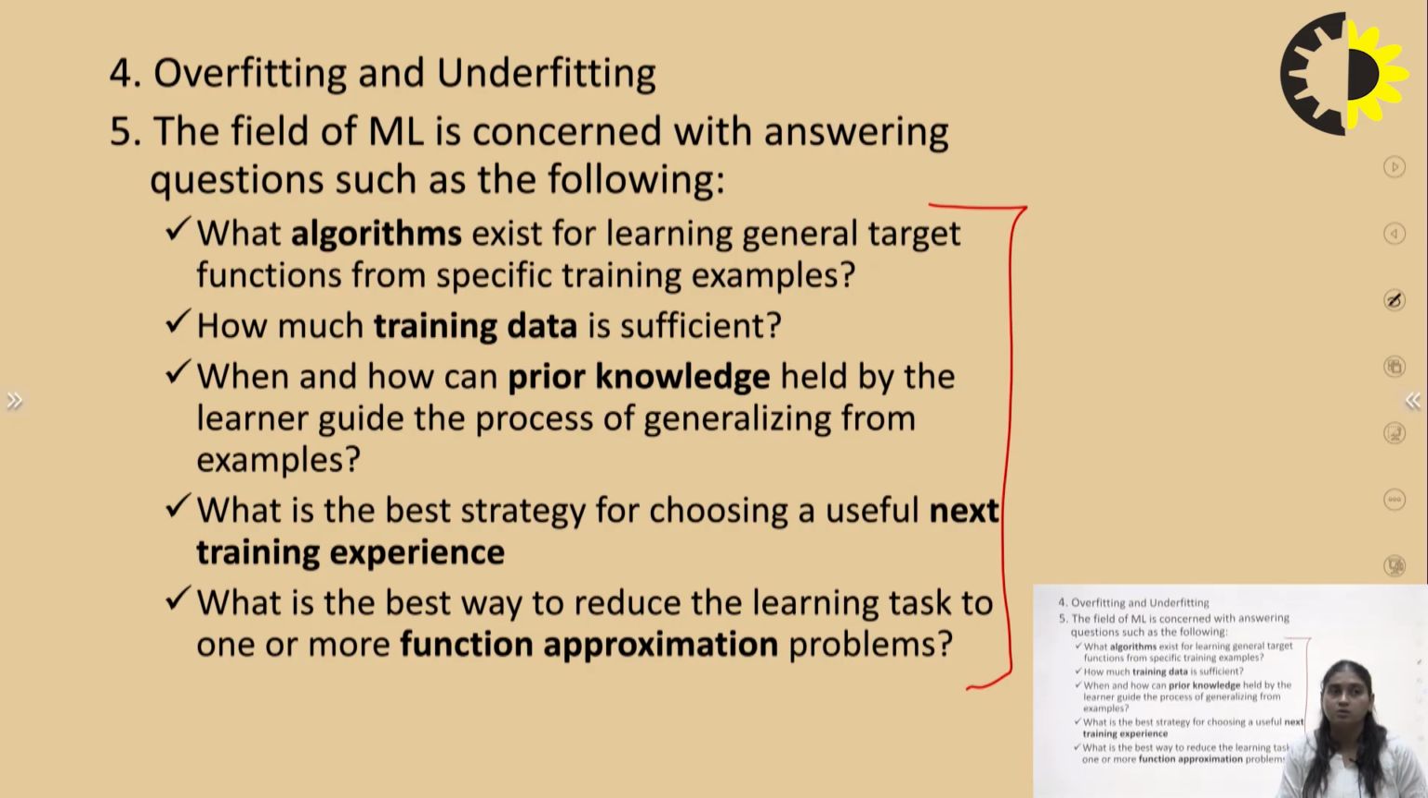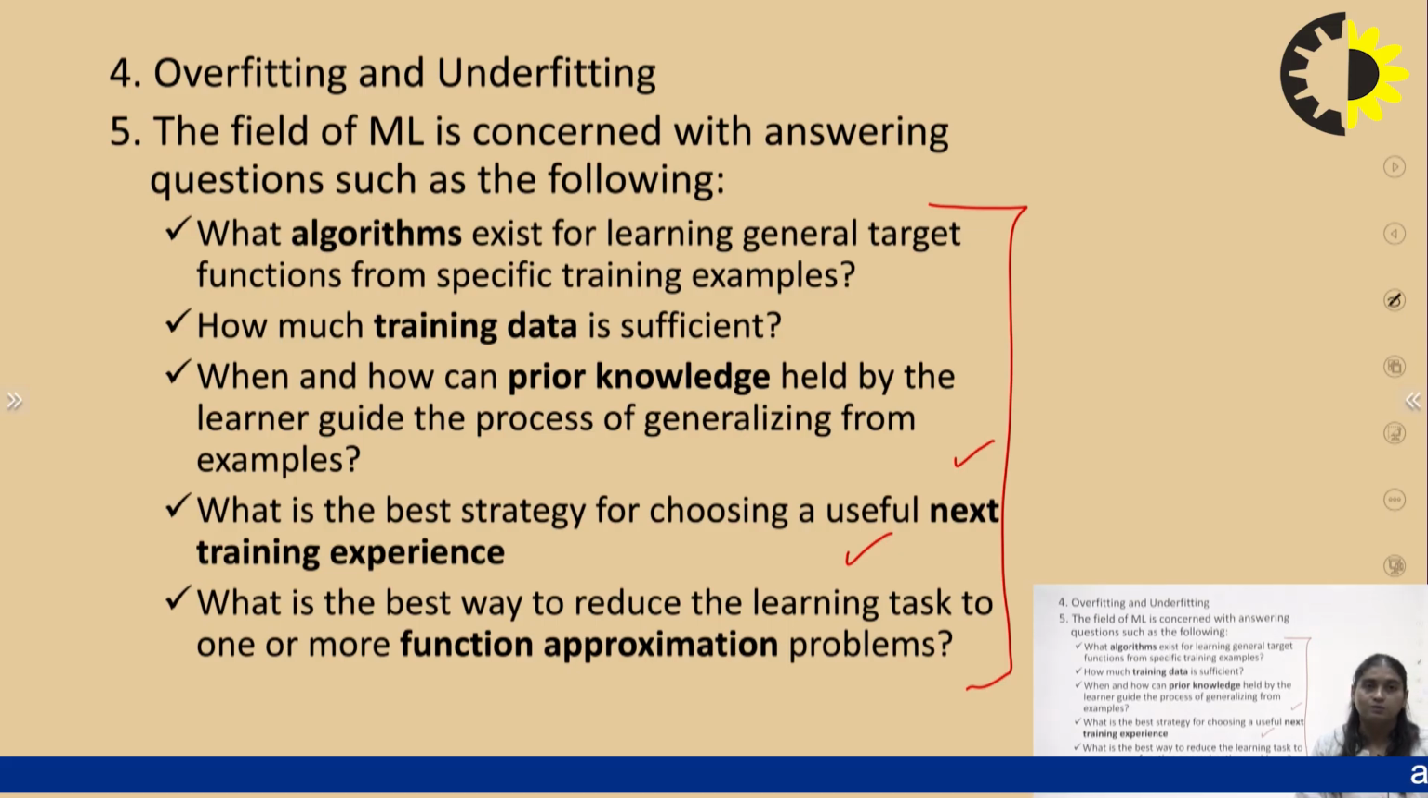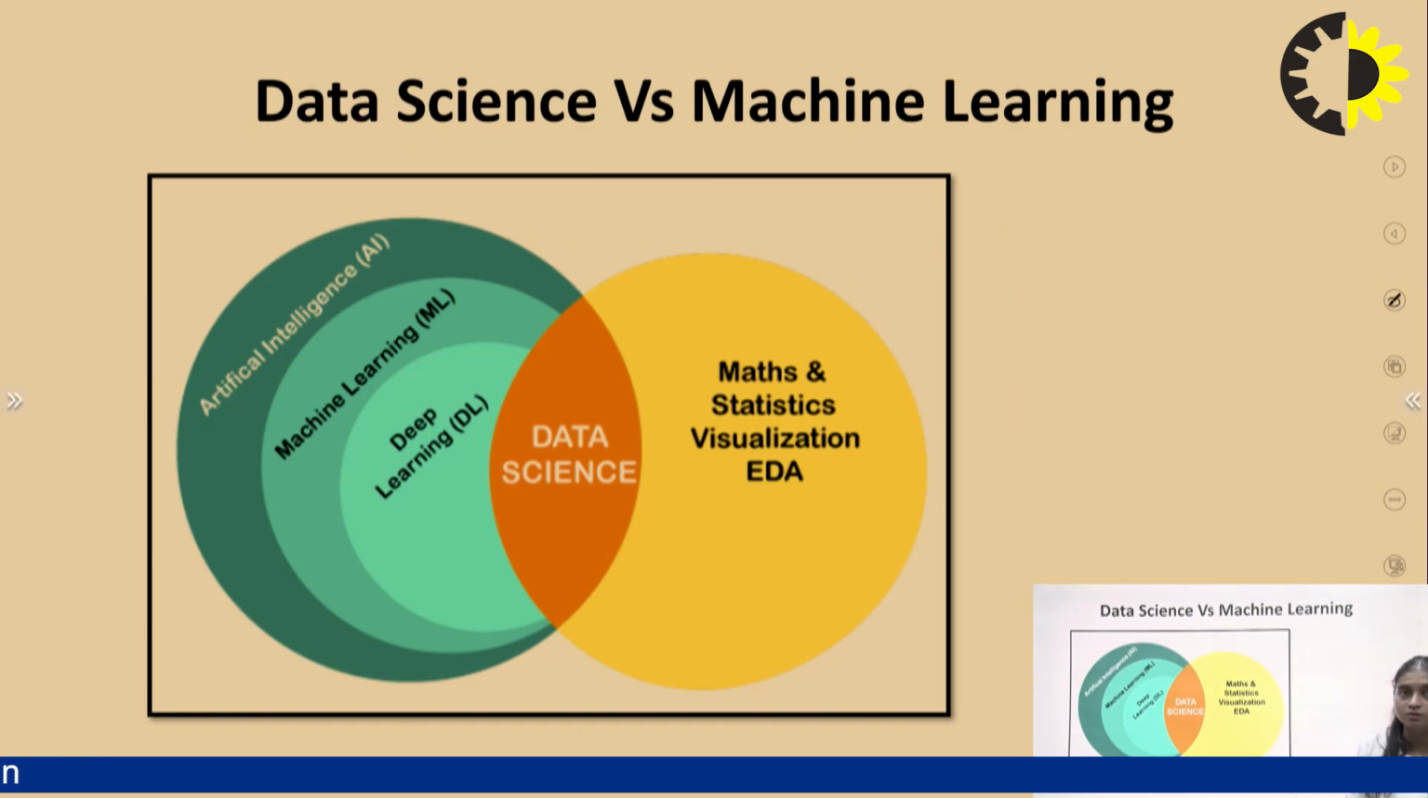The third point talks about when and how prior knowledge held by a learner can guide the process of generalizing from examples. Then, what is the best strategy for choosing the next training experience. And then the function approximation problem. You must reduce your learning task to one or more function approximation problems, so how to choose the best way for that is also one of the concerns. Okay, now we are done with the issues of machine learning.